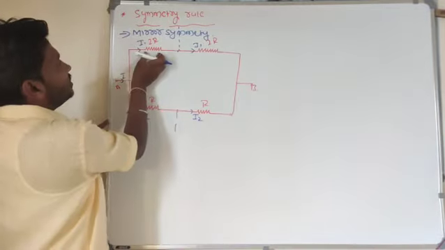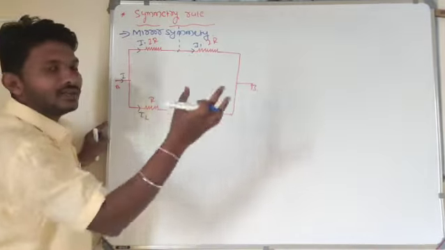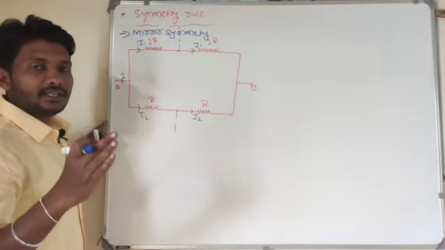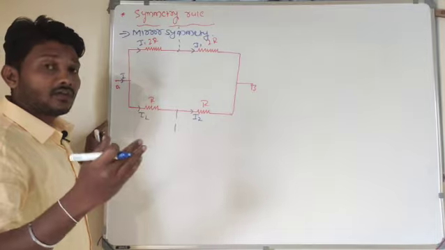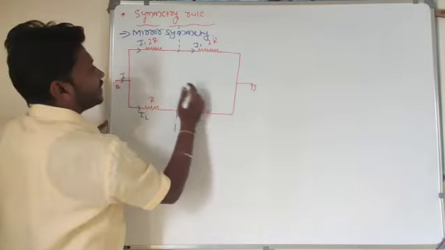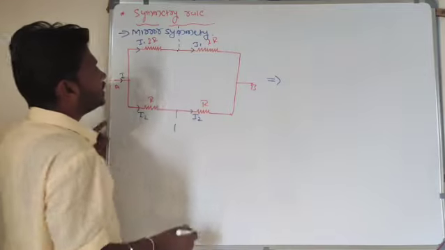Look here: 2R and 2R, what is the nature of the combination? These two are in series combination. In series combination, Rs is equal to R1 plus R2. Please look at the previous videos. So these two resistors are in series combination.